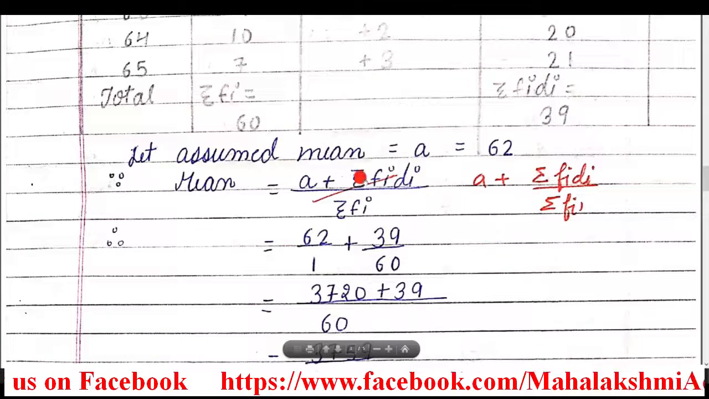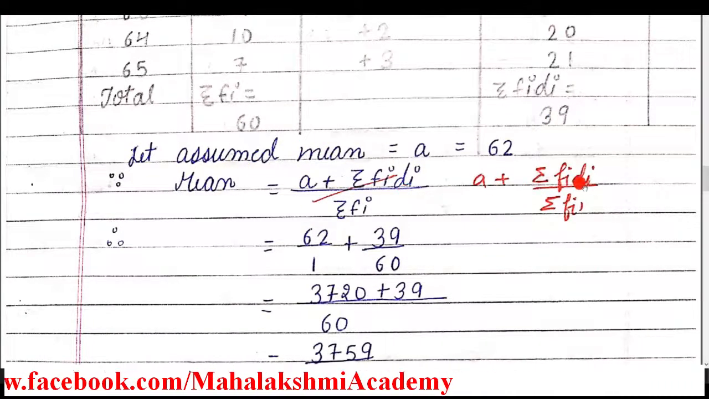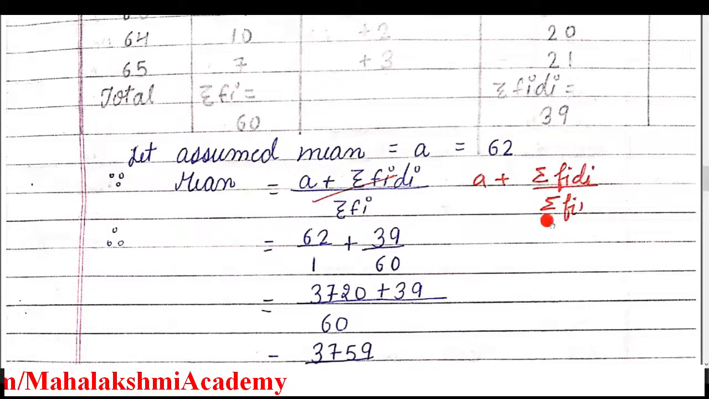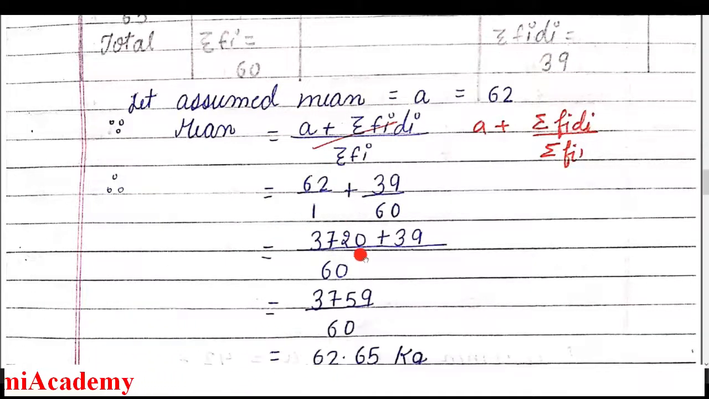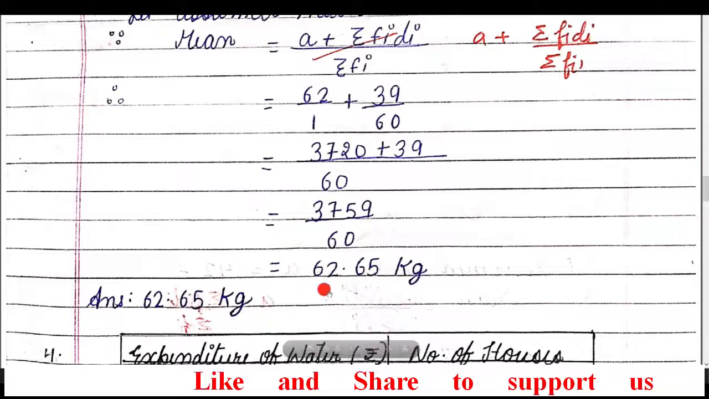The formula, as I mentioned in question number 1 and 3, is the same: mean is equal to A plus sigma fi di upon sigma fi. In that, put the values and then either cancel or take the LCM, then add them and finally divide. The answer will come 62.65 kg.